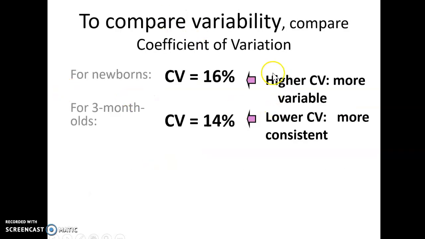Okay. So for the newborns, it was 0.16. And then for the 3-month-olds, it was 0.14. So the higher the CV, the more variable they are. The lower, the more consistent they are. So you actually want a lower CV.